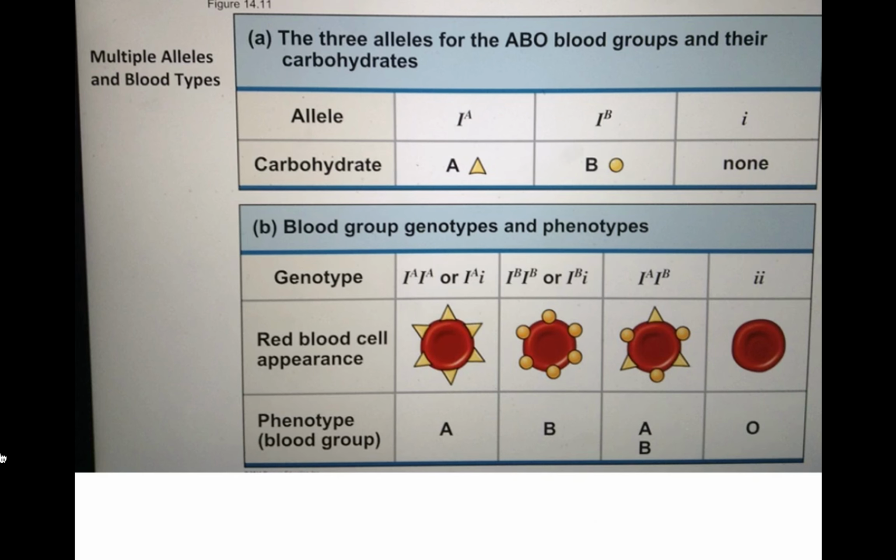What we say with your blood type is it's not super important to know about the antibodies and antigens right now. All you need to know is that we have one allele, or multiple alleles, from the I gene here that determine one specific phenotype.